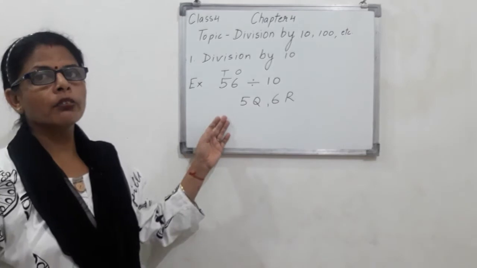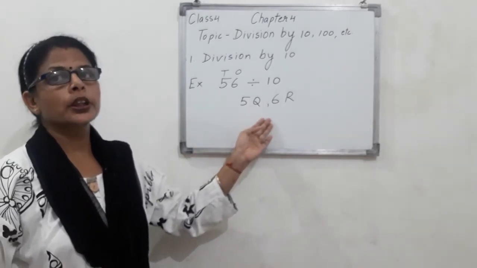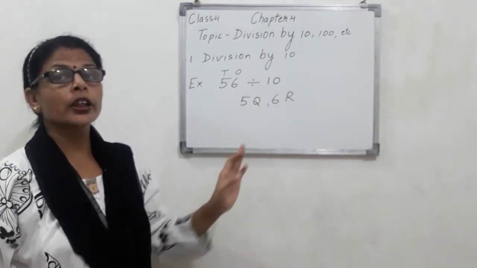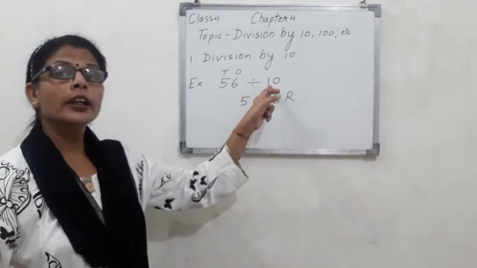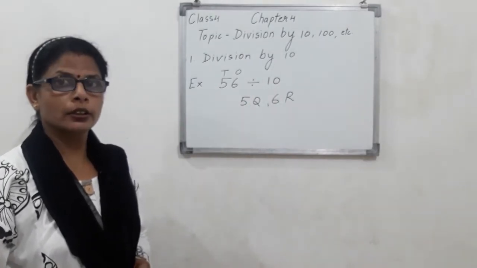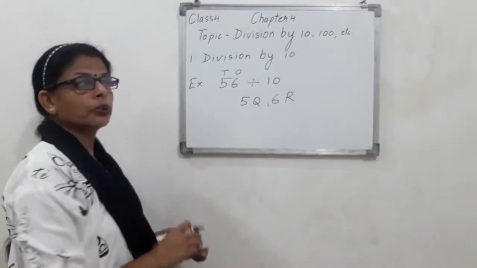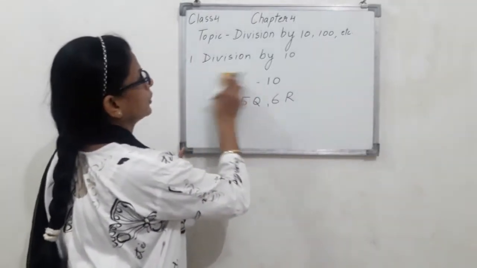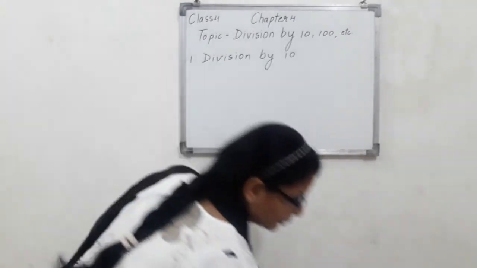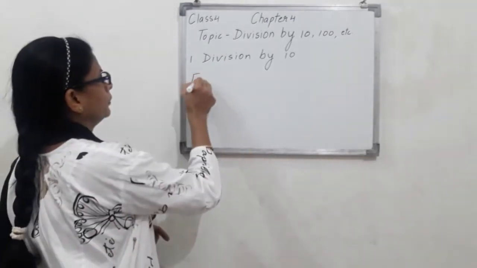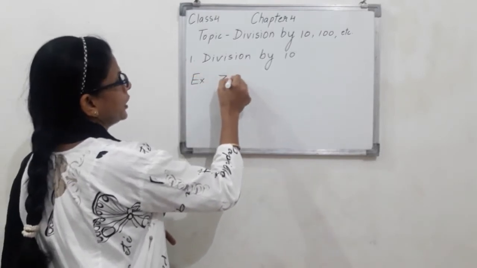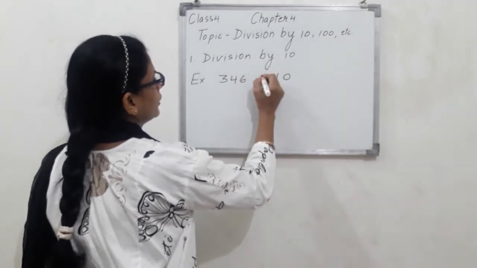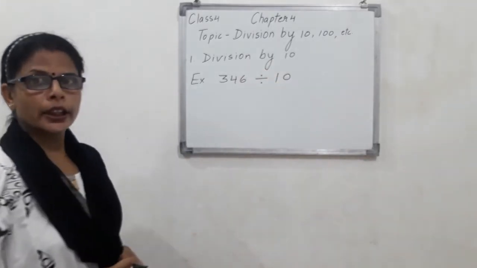Clear? Without dividing, we can write the quotient and the remainder when we have to divide by 10. I am not saying this of all the numbers. I am saying it of 10, when we are dividing by 10. These were 2 digit numbers we were dividing. Now if we divide a 3 digit number by 10. Example, 346 divided by 10. We have to divide 346 by 10.